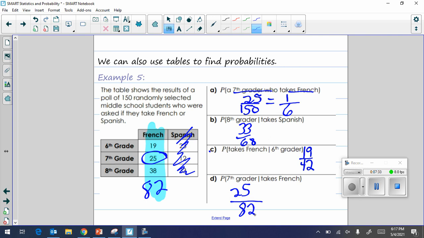So when you've got that given that, it restricts your sample space. It makes your denominator smaller. I'm not looking at my total 150. I'm just looking at whatever row or column corresponds.